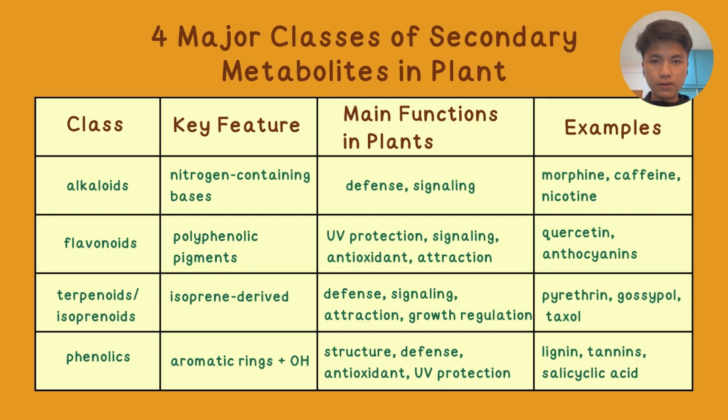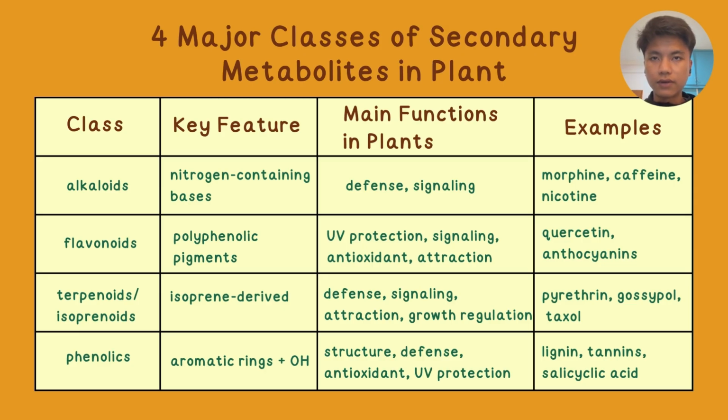The first one is alkaloids, a nitrogen-containing basic compounds, and they aid defense against herbivores and pathogens because they have toxicity property. Some examples are morphine, caffeine, and nicotine. The second major class is flavonoids. They are polyphenolic pigments. They function as antioxidants and UV protectants, also serve as signaling molecules and antimicrobial substances. Flavonoids also attract pollinators through color and fragrances. Some examples are quercetin and anthocyanins.